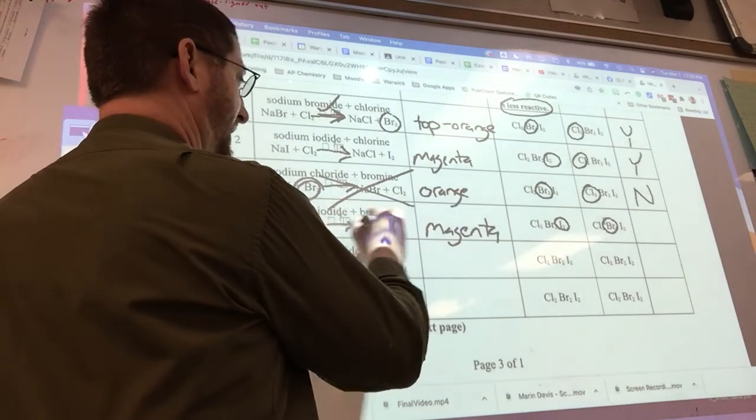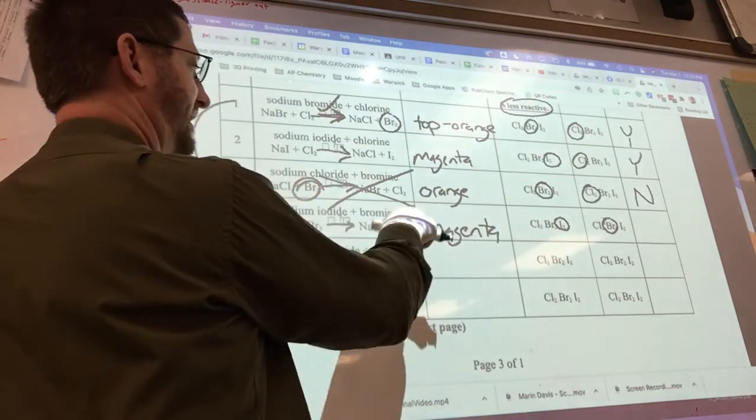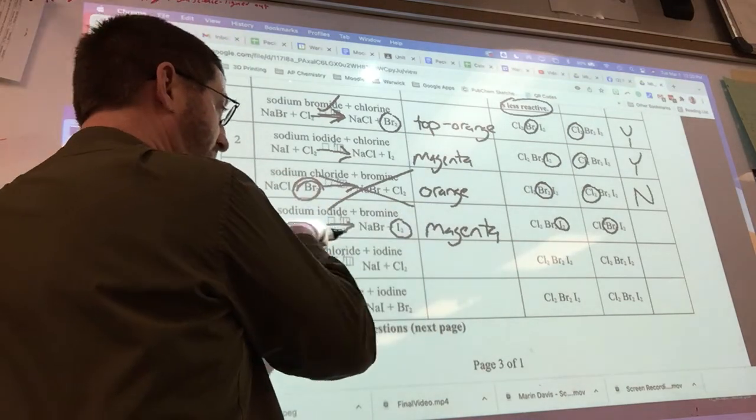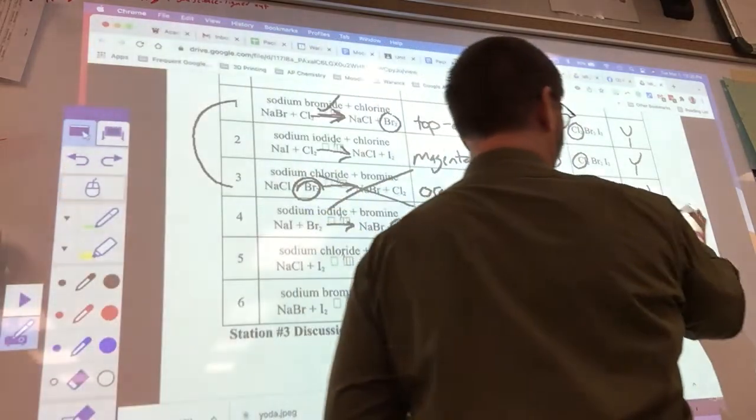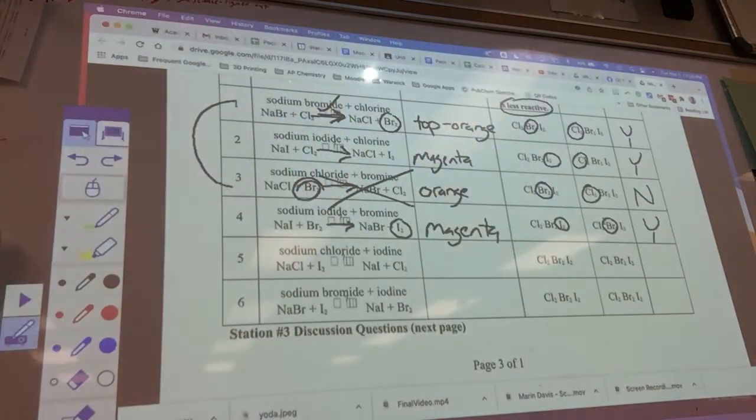Right, it reacted to make on the right-hand side of this reaction. This is what you added. The reaction produced that iodine, so yes, that is a chemical reaction there. Any questions on number 4? It seems like it's going pretty smoothly.